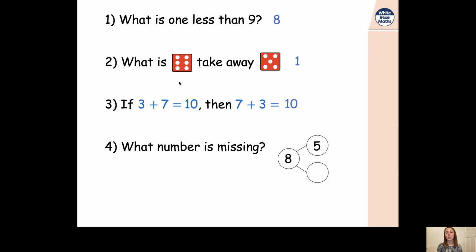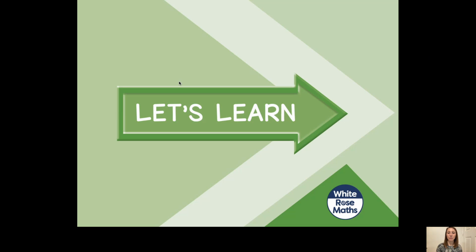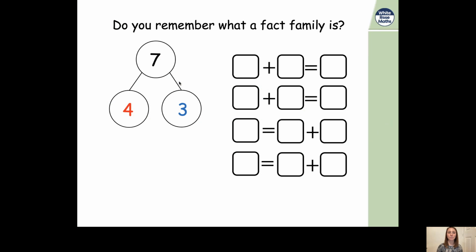What number is missing? What do you add to 5 to make the number 8? You add the number 3. So 5 adds 3 equals 8. Well done, Year 1. Okay, so let's learn about subtraction fact families.